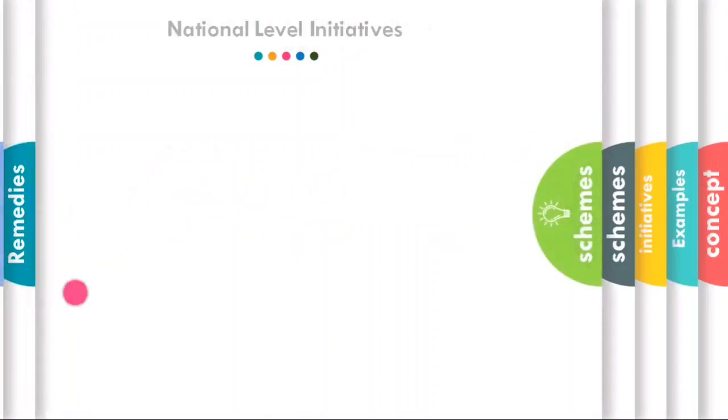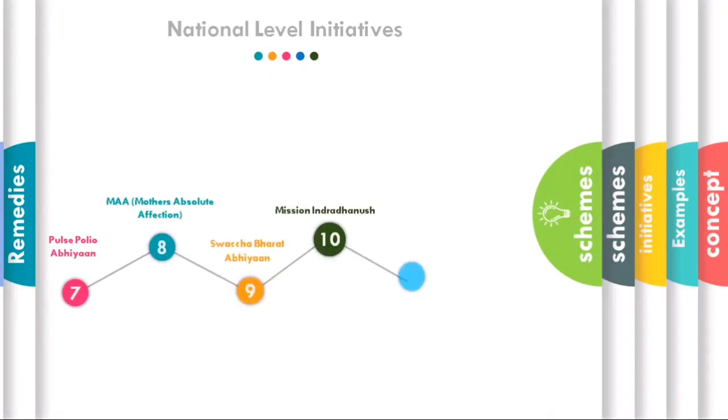Furthermore, we have some more national level initiatives such as Pulse Polio Abhiyan, MA initiative, that is Mothers Absolute Affection Program, Swachh Bharat Abhiyan, Mission Indradhanush, Integrated Disease Surveillance Program, and National Health Policy 2017. You might be wondering how these various initiatives can reduce the burden of communicable disease in the country.